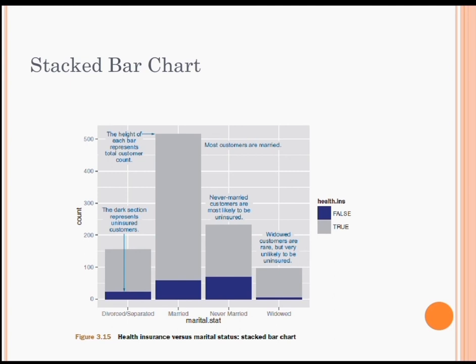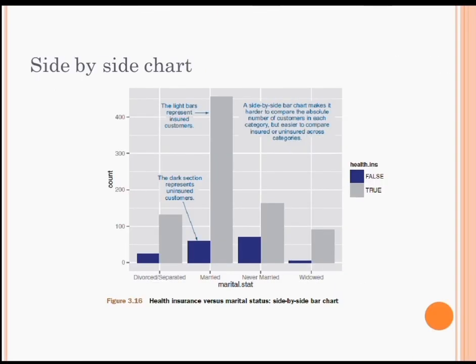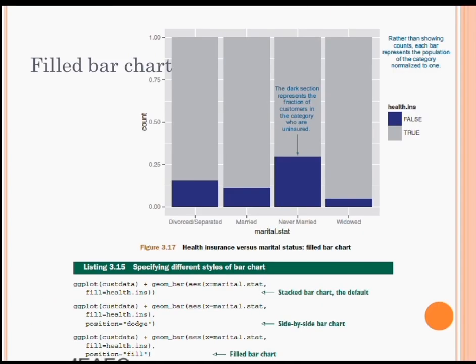Next type of graph is the stacked bar chart. Here we see health insurance versus marital status. Next one is the side-by-side chart. Again using the same two variables, health insurance versus marital status. The next one is the filled bar chart. So you can see how these three charts can be plotted using R.